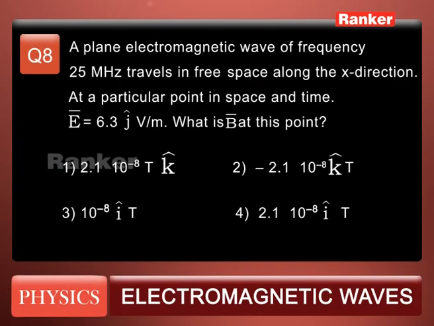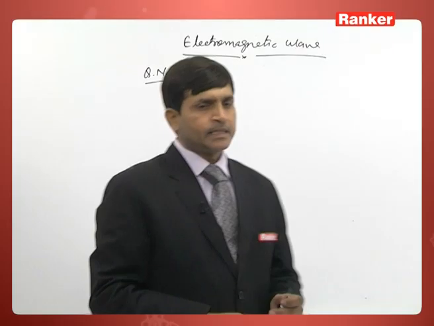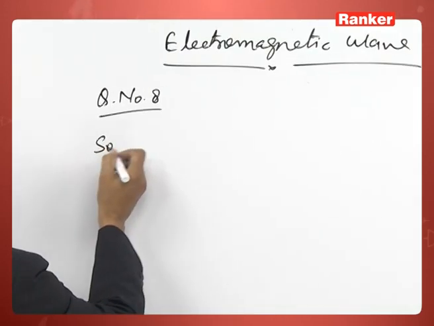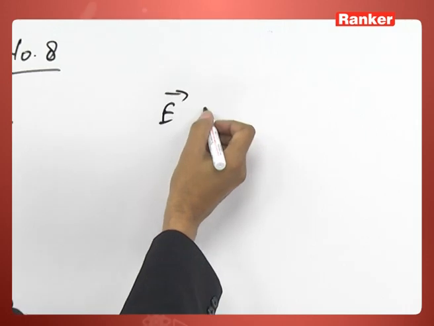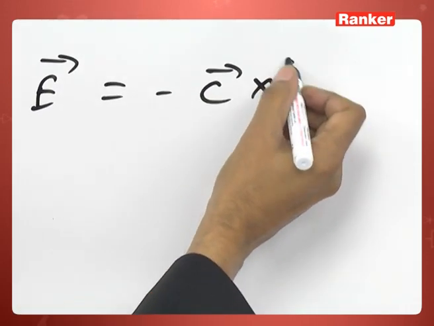Question number 8. A plane electromagnetic wave of frequency 25 MHz travels in free space along the x direction. At a particular point in space, the electric field is given as 6.3 j volt per meter. What is B at this point? It is given that the electromagnetic waves are traveling along the positive x direction. See, as per our relation, the electric field and magnetic field vectors can be written like this.